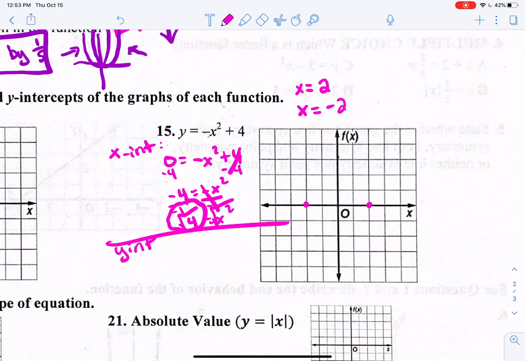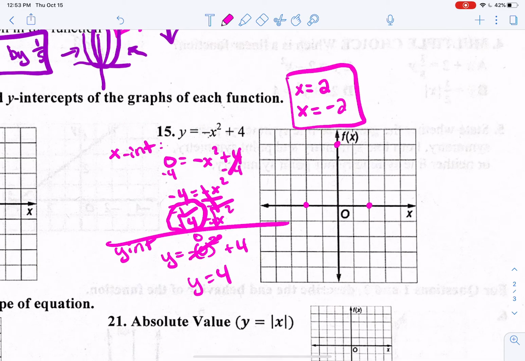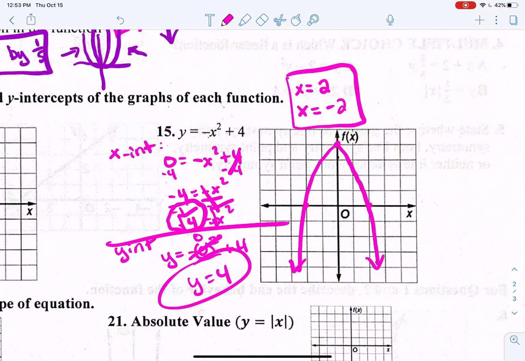We get into further why that is later on in Chapter 3 for Algebra 2. The y-intercept is always easier than the x-intercept, so I plug 0 in for x. Okay, negative 0 squared, that's just going to be 0, so 0 plus 4, y is equal to 4. And I'm going to put my dot on 4, and this is going to be a parabola that's going to go like this. So my x-intercepts are 2 and negative 2, my y-intercept is 4, and that's what he looks like.